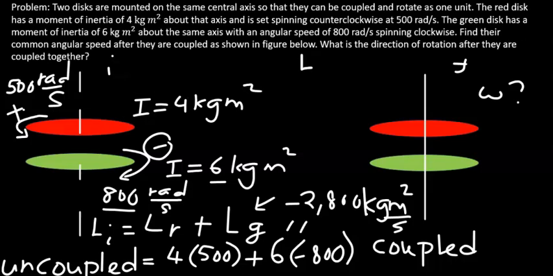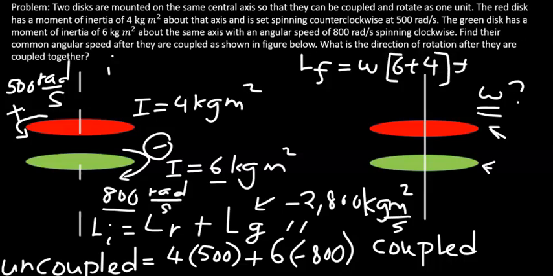Now let's calculate the angular momentum of the system in its final state, which is also pretty straightforward. Since now the two disks are coupled together, they will have a common angular speed. Let's call it omega. That is what we want to determine. They will also move in the same direction because they are now coupled together. Now, the moment of inertia of the system is quite simply the moment of inertia of the red disk plus the moment of inertia of the green disk. So 6 plus 4, that is. So that is the moment of inertia.